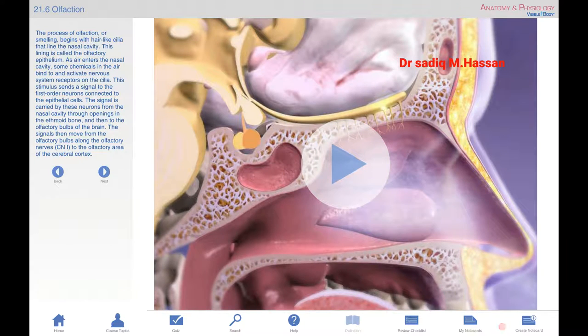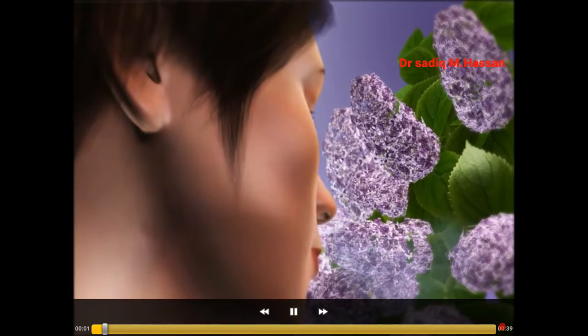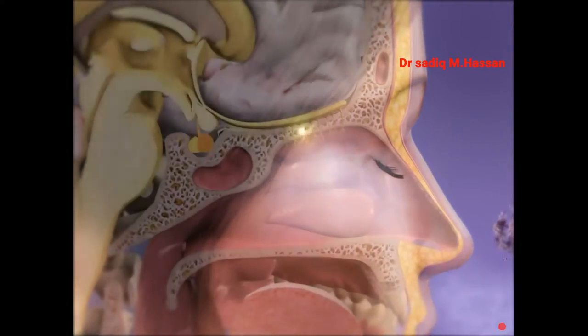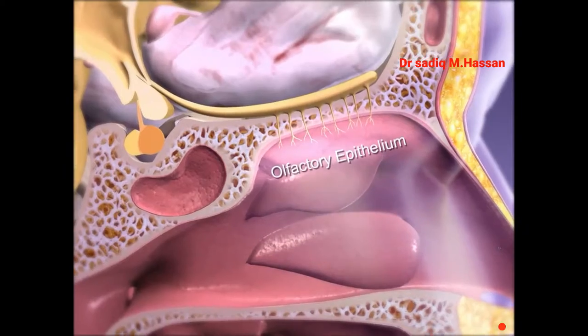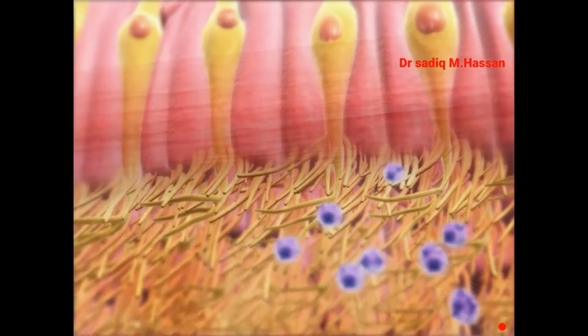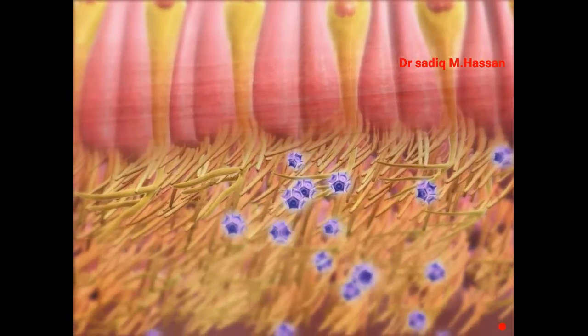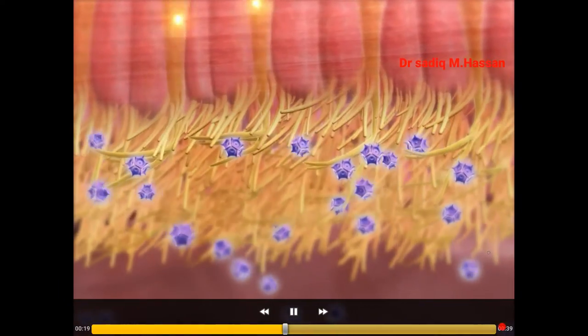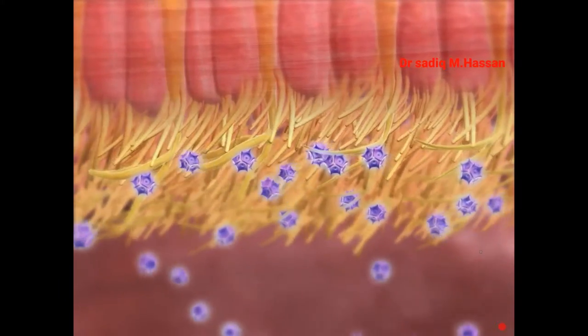Okay, let us see again how olfaction functions in this video. The process of olfaction, or smelling, begins with hair-like cilia that line the nasal cavity. This lining is called the olfactory epithelium. As air enters the nasal cavity, some chemicals in the air bind to and activate nervous system receptors on the cilia. This stimulus sends a signal to the first order neurons connected to the epithelial cells.